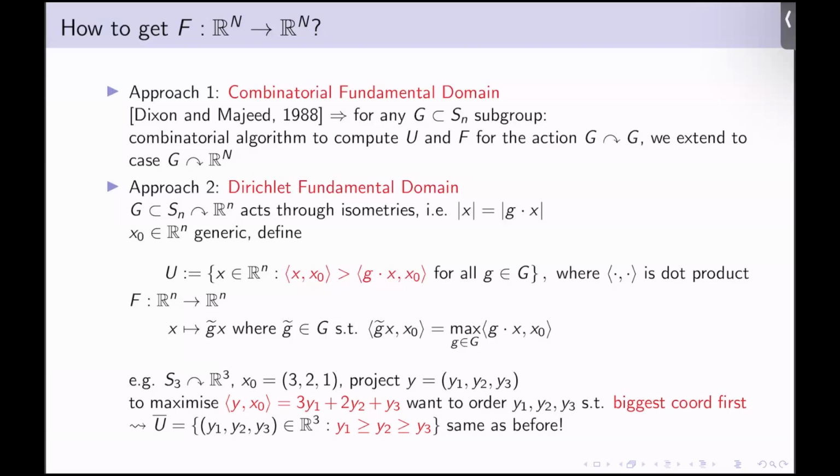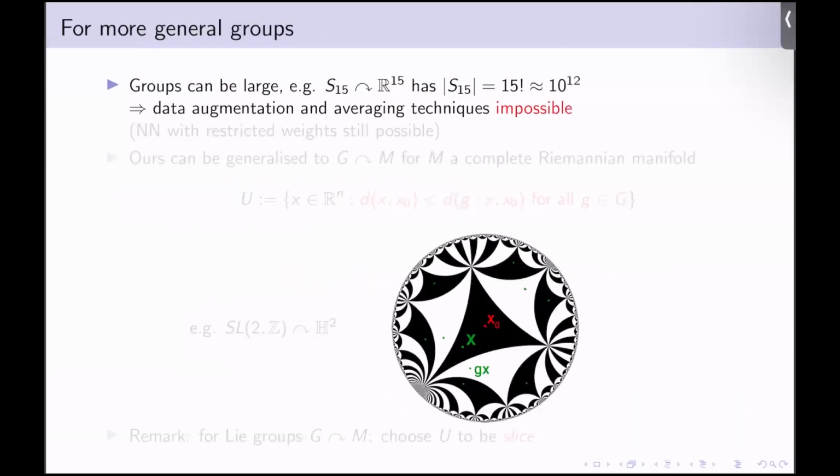Okay, so I'm almost ready to talk about the examples, but first I want to say a small thing about generalizations. And so first, let's stick with finite groups acting on Rn. Now, these can be very large. For example, S15 acting on R15. We're going to see this exact group a bit later. This has lots of elements. I looked this up before the talk. It has 10 to the 12 elements, roughly.